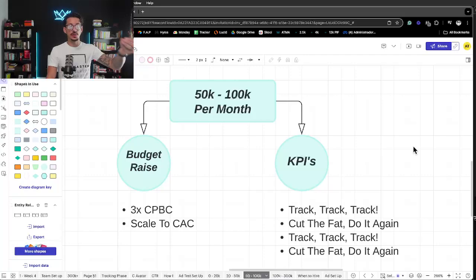Ideally, you want to get your daily budget of ads. Let's say if you're spending $100 a day, you want to raise it to at least 3x of your cost per booked call, so you can start getting 3 calls every day.